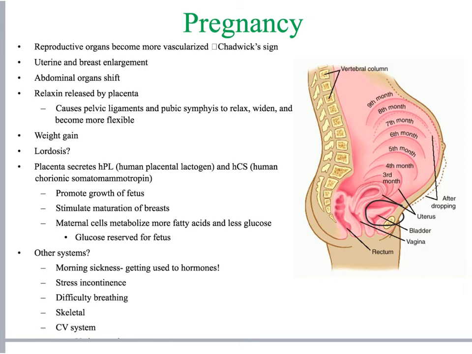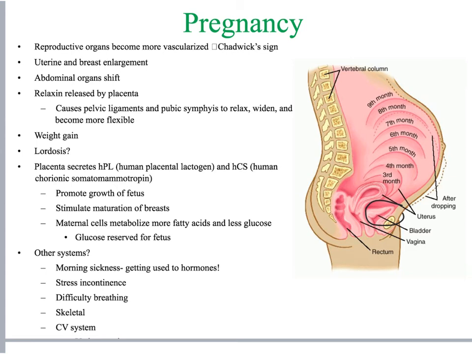This is due not only to the developing embryo and fetus, but also the fluids and the placenta and the uterus itself all growing larger. Often this weight gain and the shifting of abdominal contents can cause lordosis, which is the spinal column being pulled more anteriorly. This is especially apparent in the 7th, 8th, and 9th months of pregnancy, and you will often see pregnant women holding their lower back because of the pain from the lordosis.